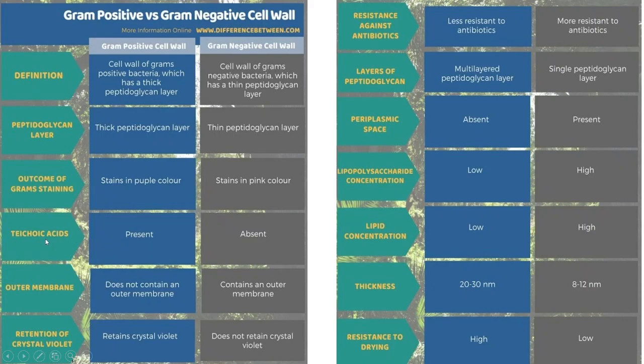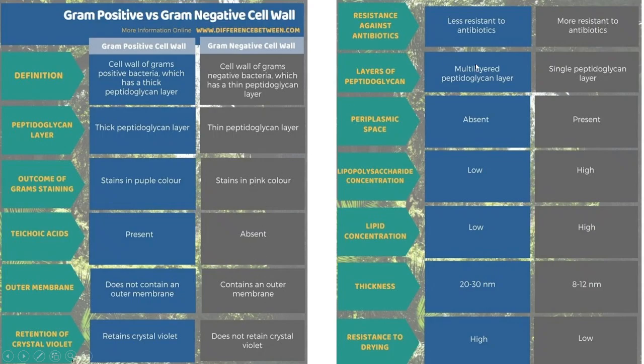Teichoic acids are absent in gram negative bacteria, but gram positive bacteria have teichoic acids. Gram positive bacteria do not have any outer membrane, while gram negative bacteria have an outer membrane. Gram positive bacteria stain purple because they retain the crystal violet stain. That's the first step of gram staining. Gram negative bacteria do not retain the crystal violet stain, which is why they are not purple. We add another stain after that, and the gram negative bacteria take up that stain. We'll come to that later.